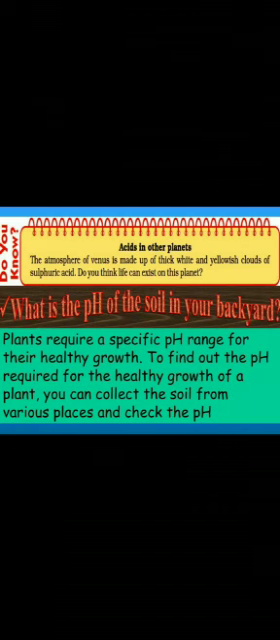pH of our soil. Plants grow properly and give proper yield if the soil is neither too acidic nor basic, that is, neutral. Thus, we can say that plants also require a specific pH range for their healthy growth. To find out the pH for the healthy growth of a plant, you can collect the soil from various places and check the pH.